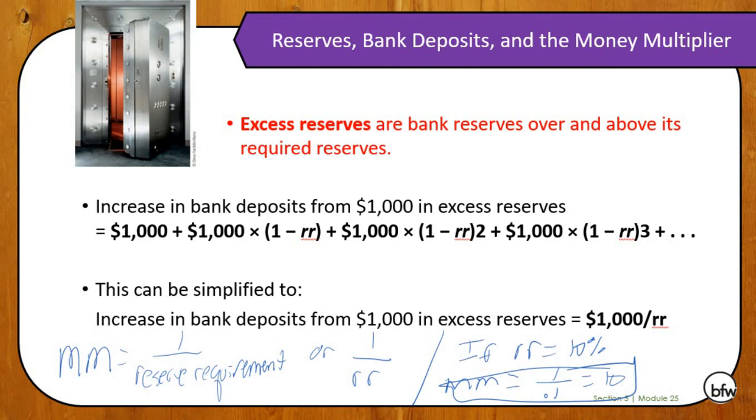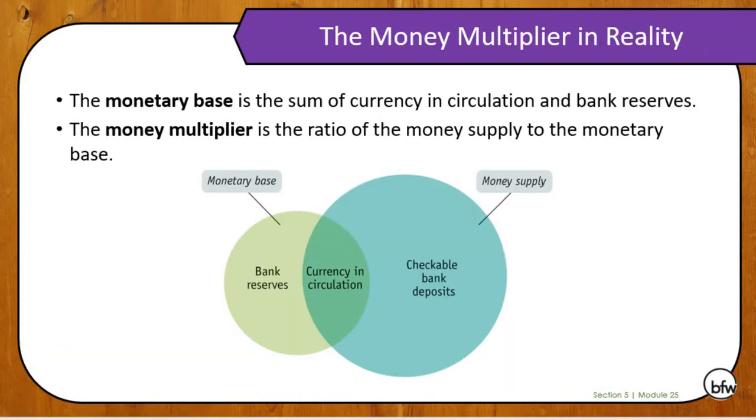We'll do some practice with the money multiplier in class, but that's just a formula to figure it out. You then multiply it times the new money that is created, and you get your maximum money expansion. We'll do more practice with that in class, so don't worry about it too much for now.